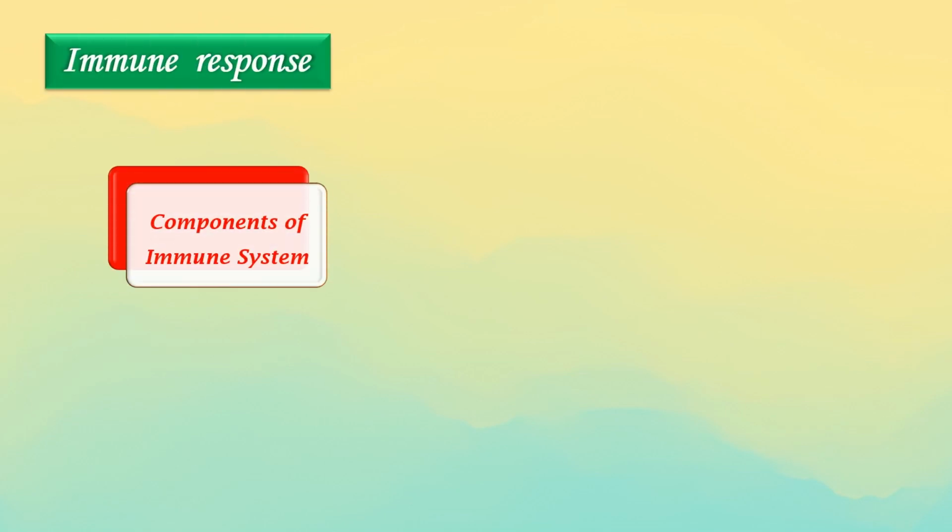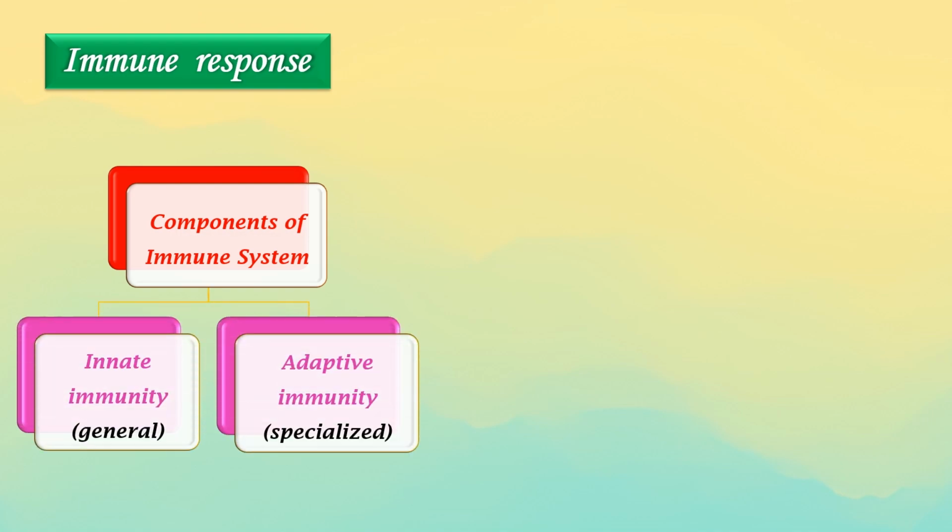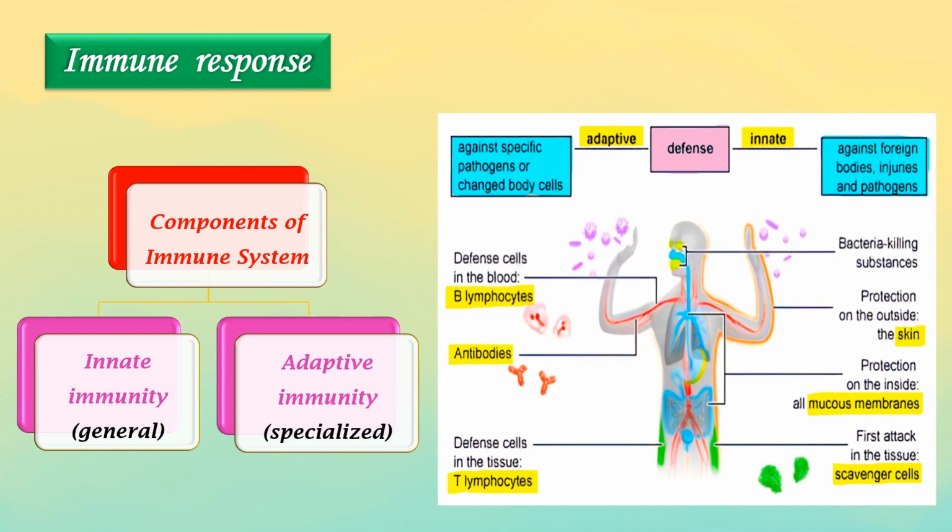Immune response. There are two components of the immune system. The first one is innate immunity, which is considered as general immunity, and another one is adaptive immunity, which is considered as specialized immunity. The image here depicts the difference between innate and adaptive immunity. Innate immunity fights against foreign antigens, injuries, and pathogens, whereas adaptive immunity fights against specific pathogens or changed body cells.